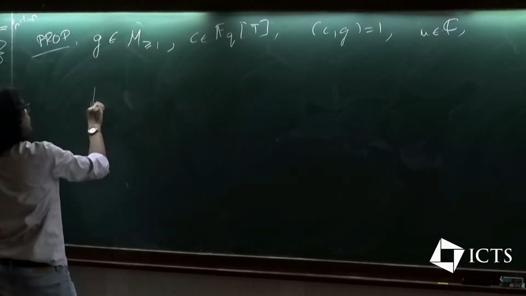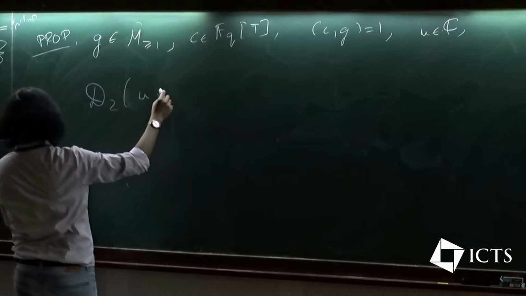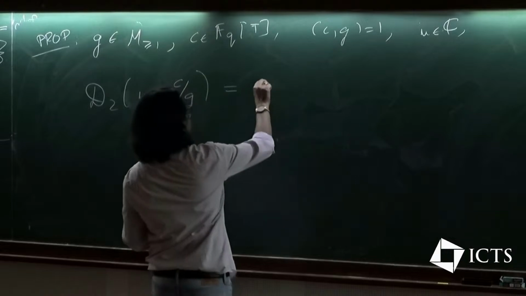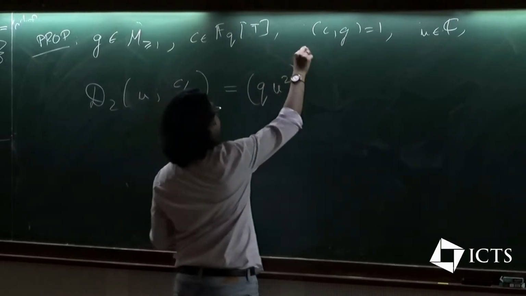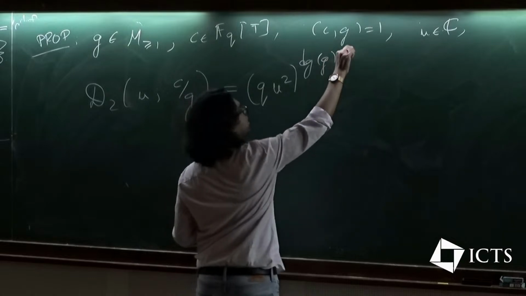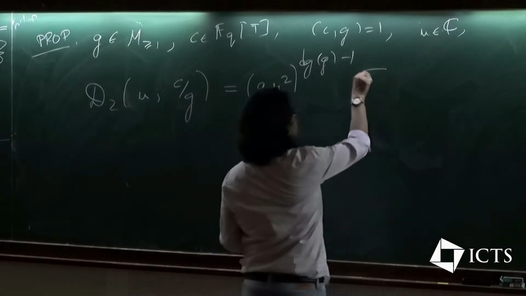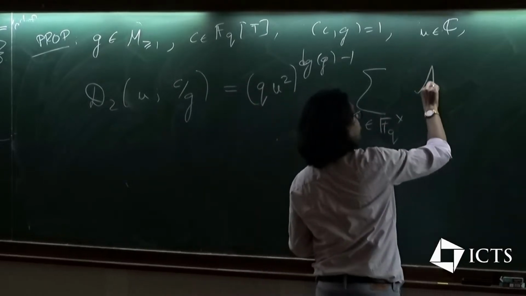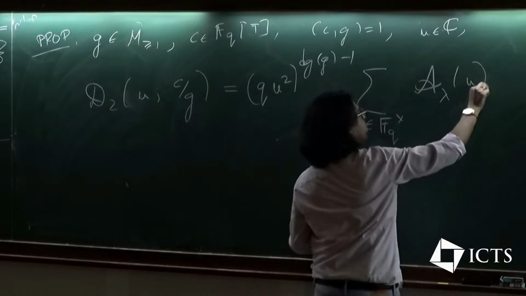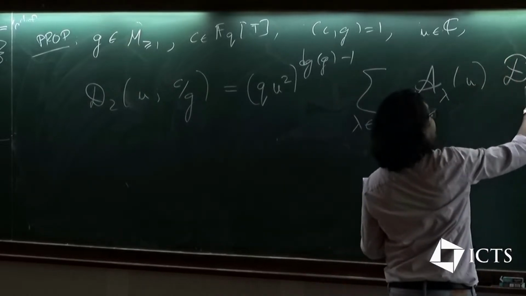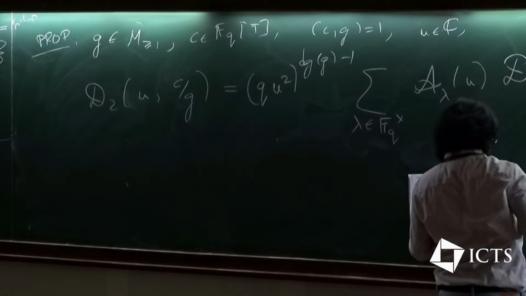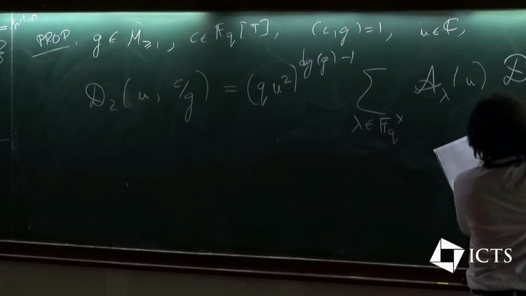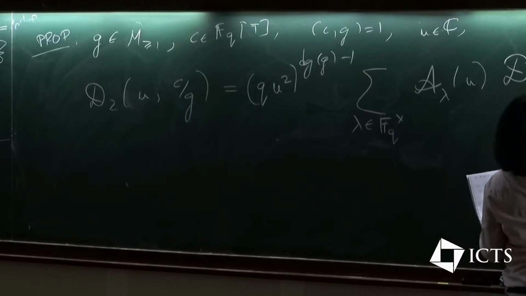Then the D2 of U of C over G, this is QU squared to the degree G minus 1 times the summation over lambda in FQ times of something A lambda of U times D2 of 1 over QU of lambda c bar over g.